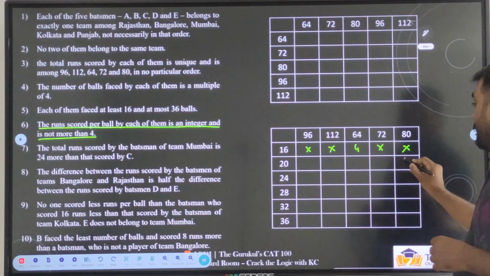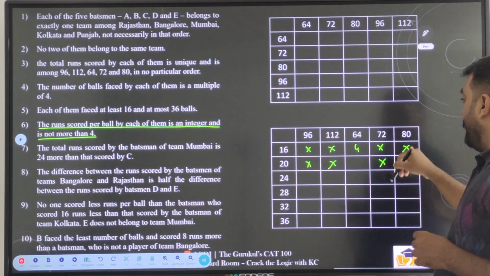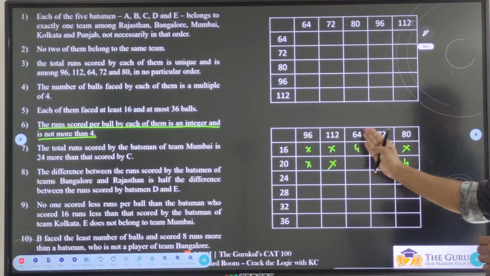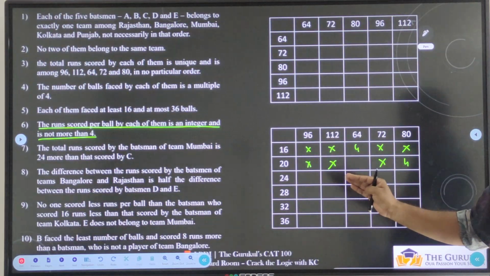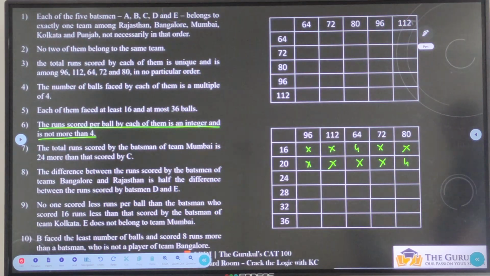20 means this will be 4. More than 80, this won't be possible, because with 80 we got 4. 80 by 20 is 4. So whatever is more than 80 will definitely not give me. And the remaining values will not give me an integer, because 64 by 20 or 72 by 20 is not a proper integer number. Okay, let's do for 24.